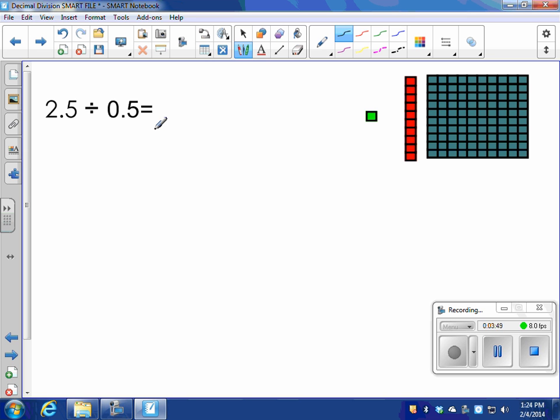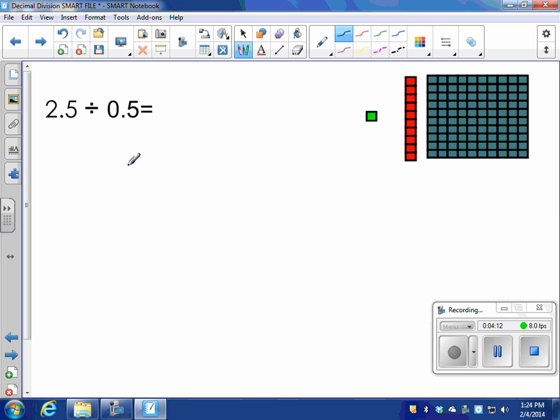All right, so in this case I've got 2 wholes, so I would have 2 of these, and then 5 tenths. Now, I want to create groups of 5 tenths. So what that means is I'm going to have to take my whole and divide it up into 10 tenths. So I'm going to have a total of 25 tenths here, and I'm going to divide them up into groups of 5 tenths.